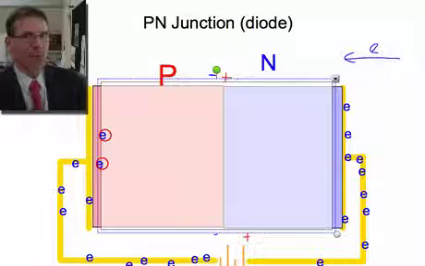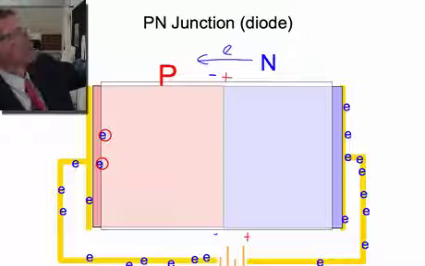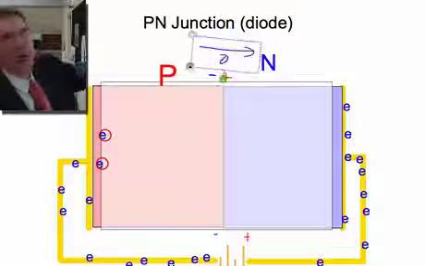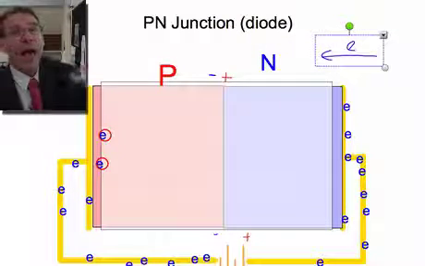So effectively what we've got is a device that allows electrons to travel in that direction across the junction, but not in that direction. They can only travel from the N-type to the P-type, and that is what a diode is.